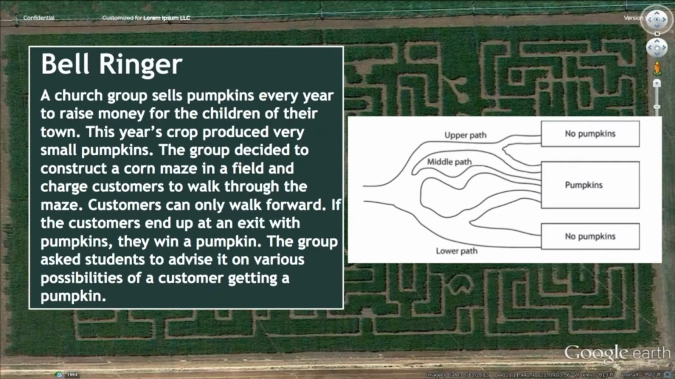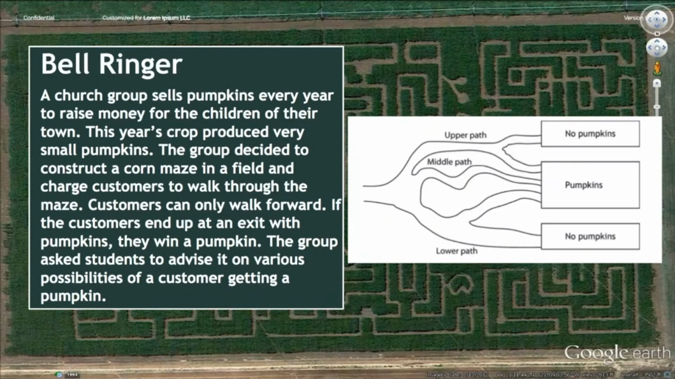A church group sells pumpkins every year to raise money for the children of their town. This year's crop produced very small pumpkins. The group decided to construct a corn maze in a field and charge customers to walk through the maze. Customers can walk only forward, and if the customers end up at an exit with pumpkins, they win a pumpkin. The group asked students to advise it on various possibilities of a customer getting a pumpkin.